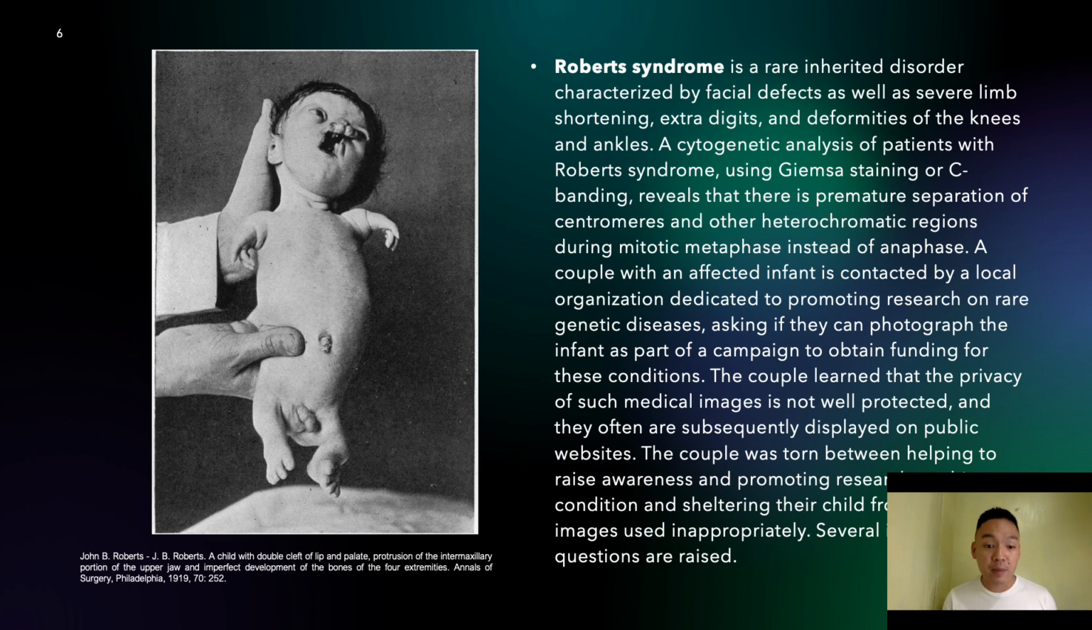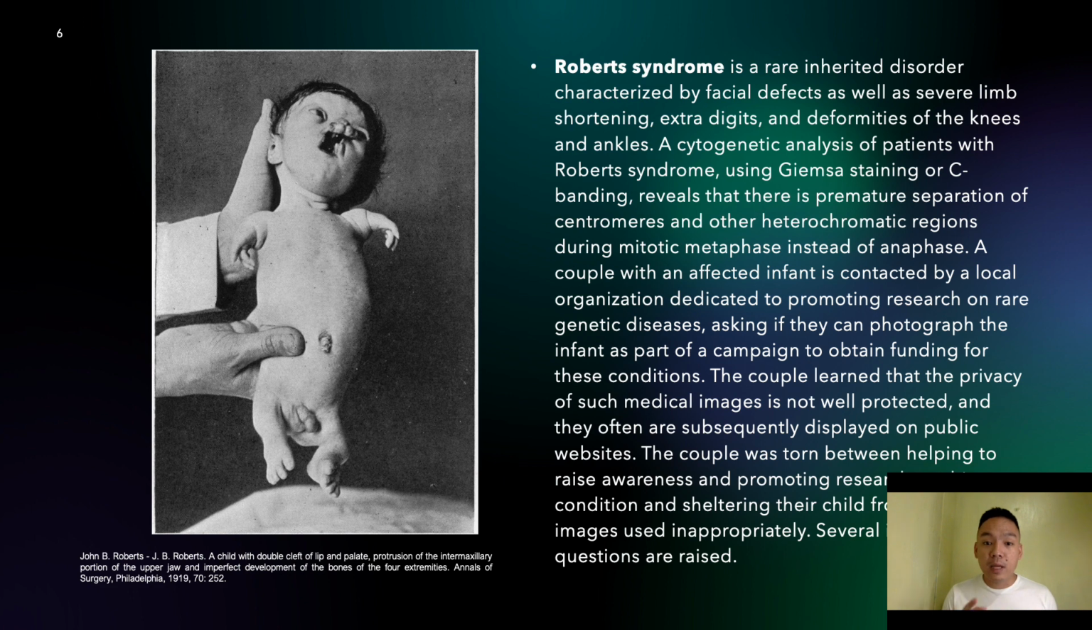Several questions have been raised. So that photo on your left is not the photo coming from this case study. That's a photo from J.B. Roberts, a child with a double cleft of lip and palate, the protrusion of the intermaxillary portion of the upper jaw, and an imperfect development of the bones of the four extremities. This is coming from the Annals of Surgery in Philadelphia, year 1919.